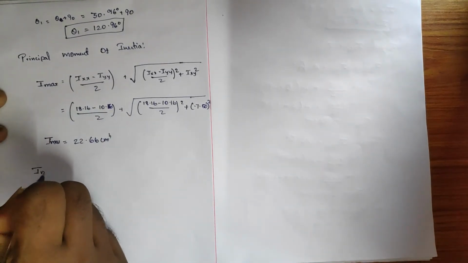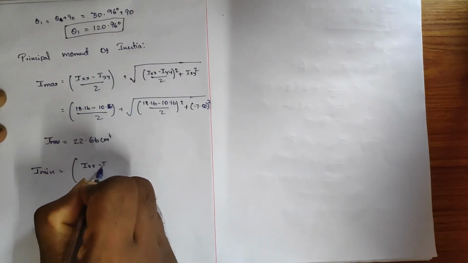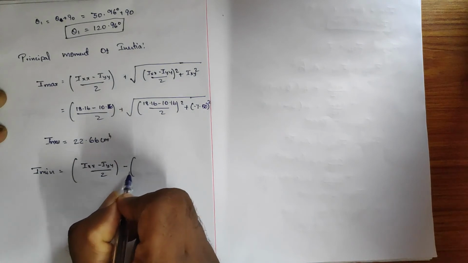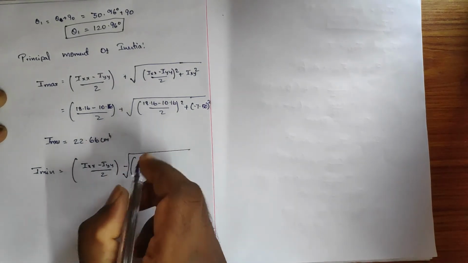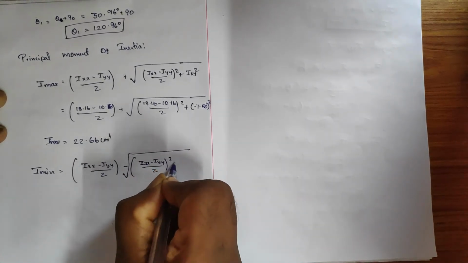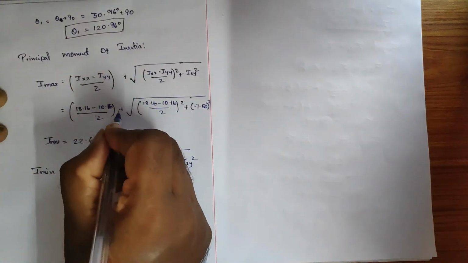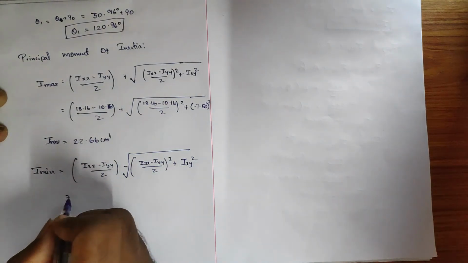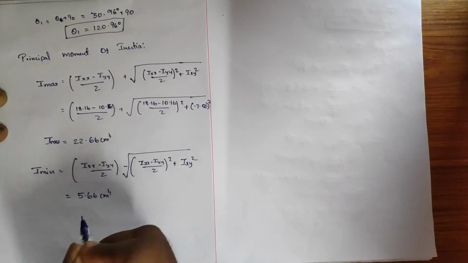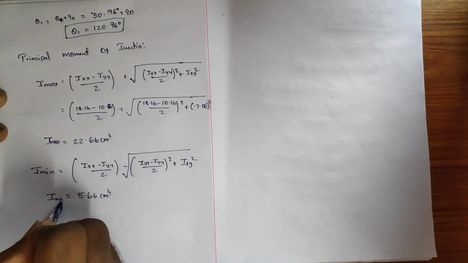I minimum is just easy. Ixx minus Iyy divided by 2, minus instead of plus, that is the difference. Then root of Ixx minus Iyy divided by 2 the whole square plus Ixy the whole square. Just do the minus in that particular place. You will get the value as I minimum 5.66 centimeter to the power 4. This is the maximum moment of inertia you get, and this is the minimum we get in the L section.